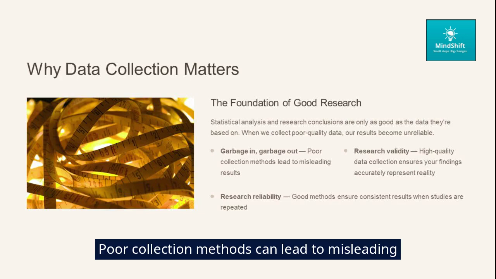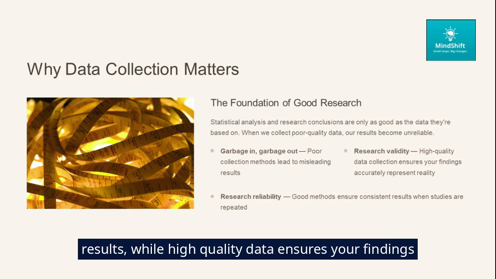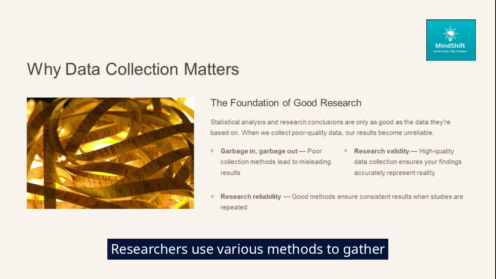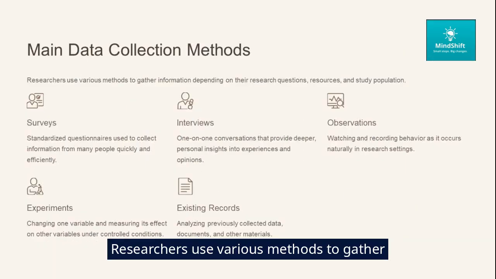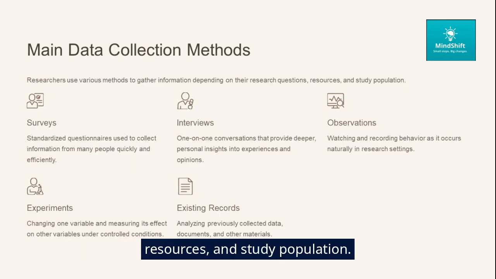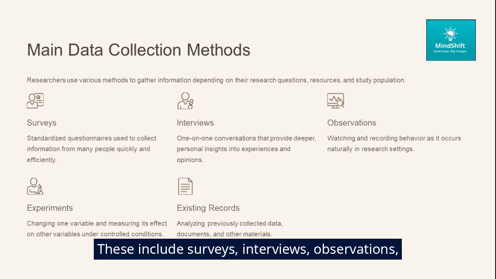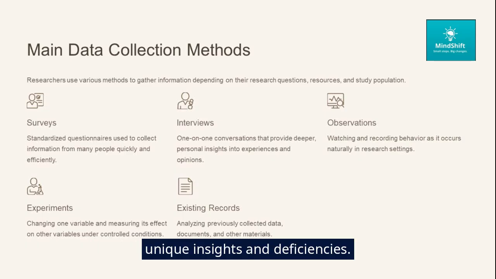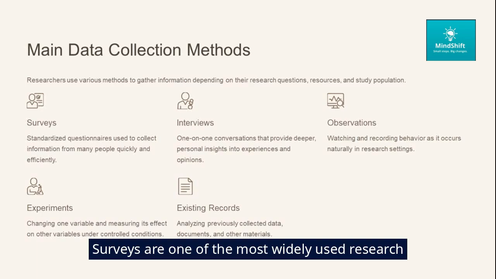Poor collection methods can lead to misleading results, while high-quality data ensures your findings accurately represent reality and are consistent when studies are repeated. Researchers use various methods to gather information depending on their research questions, resources, and study population. These include surveys, interviews, observations, experiments, and existing records, each offering unique insights and deficiencies.